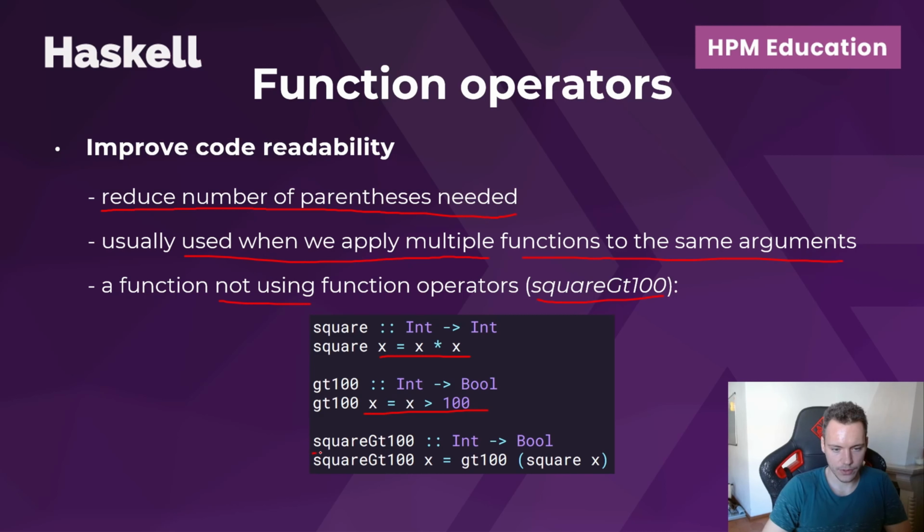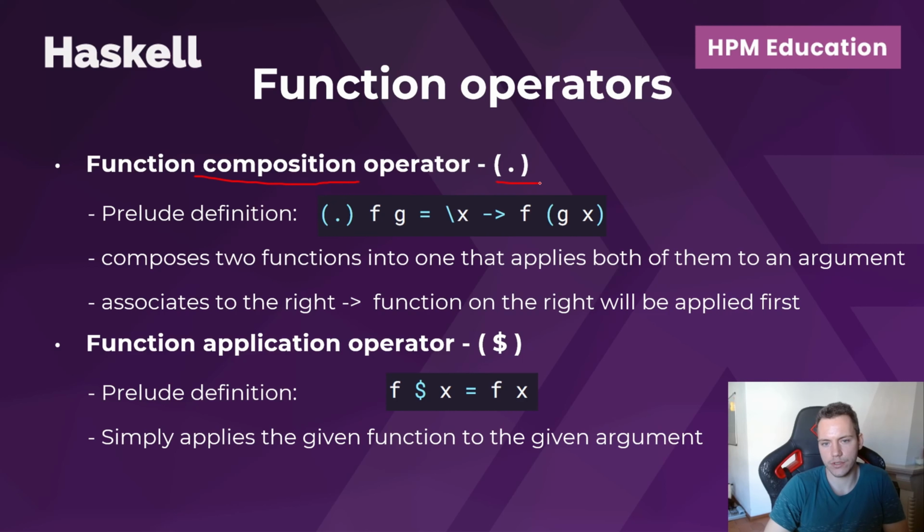If we write these two functions combined, we would write it like this. It accepts one argument, and we square the number first. That's why we put the parentheses here. So we lift the x to the power of 2, and then we check whether the result of this function application, square, is greater than 100. Now let's look at the actual function operators, their definitions, and then we'll see how to use them in an example. The first one we're going to look at is the function composition operator, which is the dot.